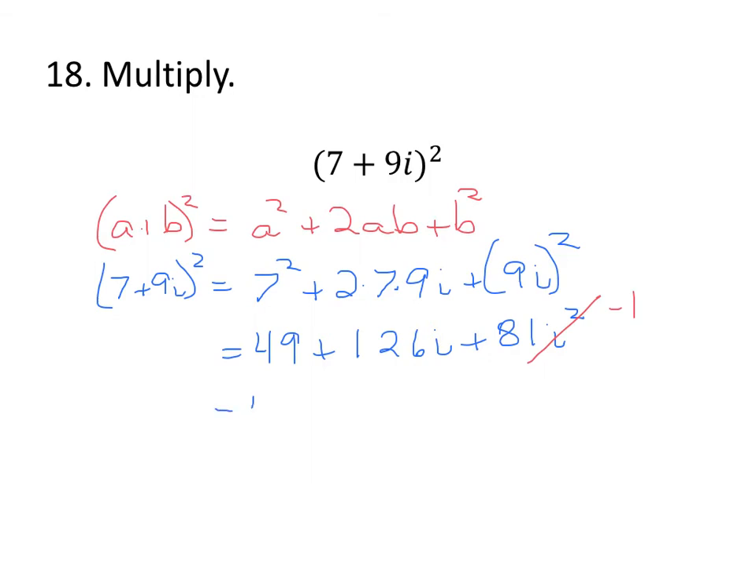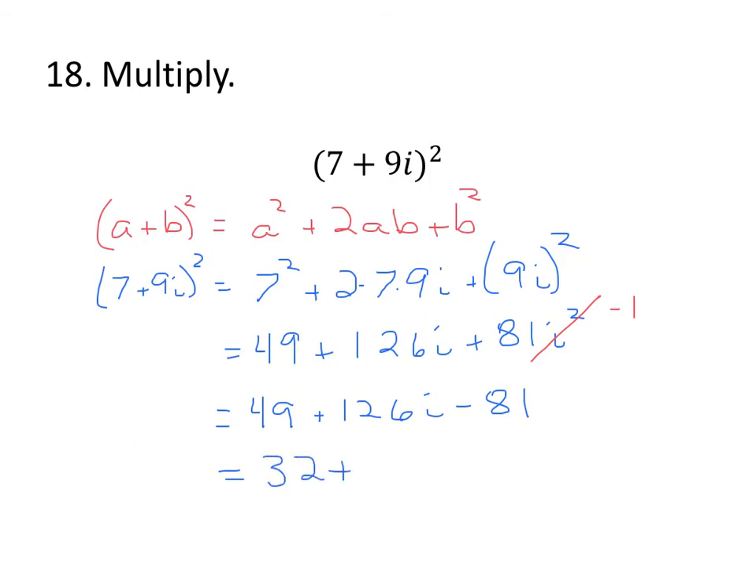But we know that i squared is negative 1. So we get 49 plus 126i minus 81. And so 49 minus 81 is negative 32. Negative 32 plus 126i. And that's the solution.